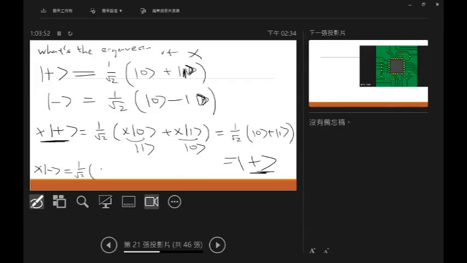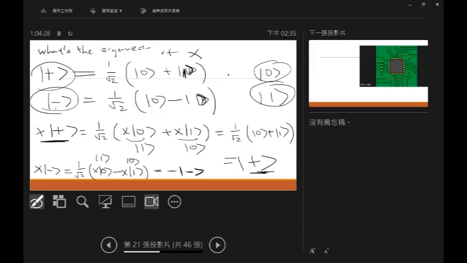Okay. And how about minus? So you get 1 over square root of 2, X0 minus X1. This is 1, right? This is 0. So there is 1 minus 0, so there is an extra minus sign. So minus 1 minus. So plus and minus are eigenvectors of X. Plus is for the plus 1, minus is for the minus 1. Okay, so these are conventions. So there are 4 common states: 0 and 1, and also plus and minus. So the plus state is the eigenvector of X with eigenvalue 1, and minus is the eigenvector with eigenvalue minus 1.